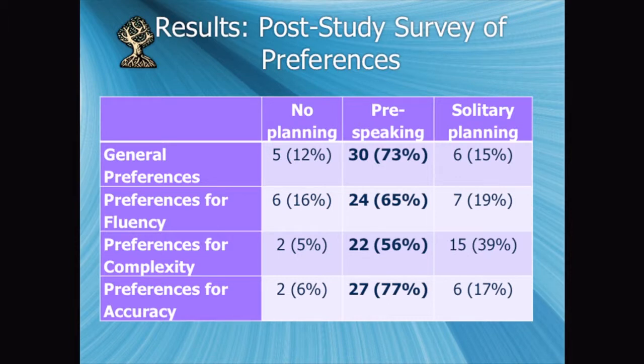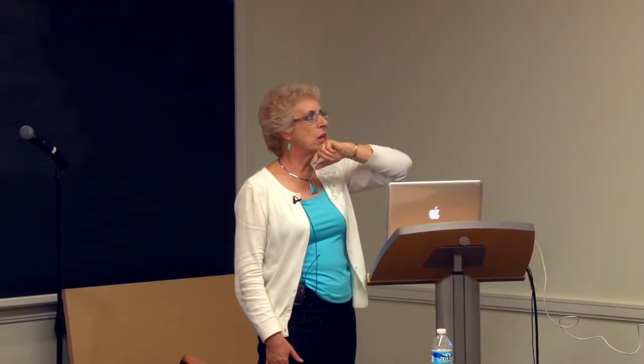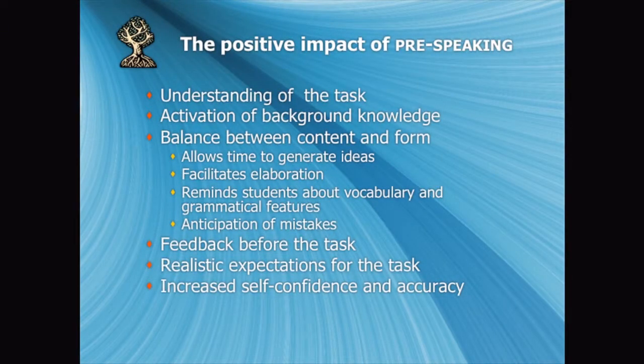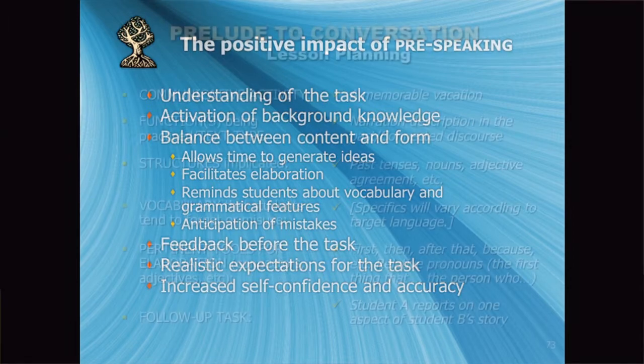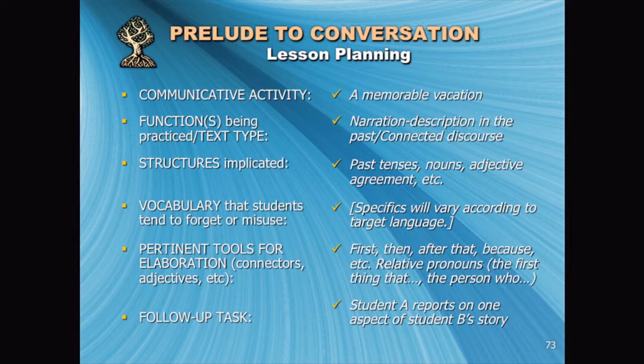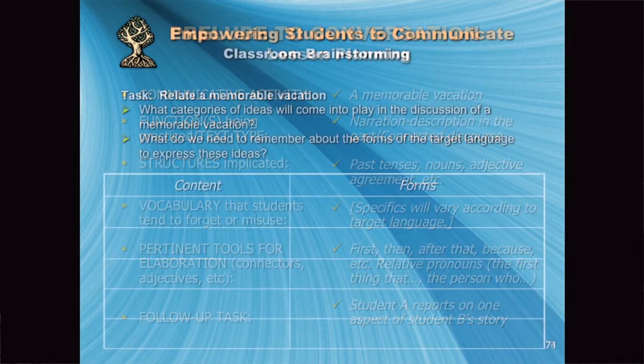73% preferred doing the pre-speaking, and they all had the experience of each type. 65% thought that it really helped their fluency. 56% thought that it really helped the complexity of their answer. And 77% thought that it really helped their accuracy. Why? Because you anticipate the mistakes before they happen. And so what you have are some of the conclusions that she drew from that study, okay, it's amazing what happens.